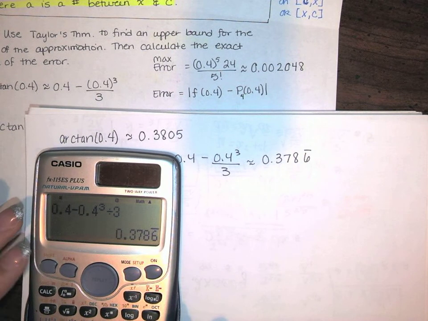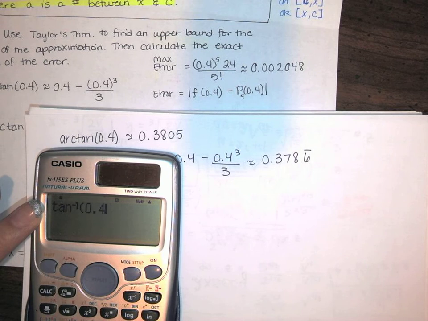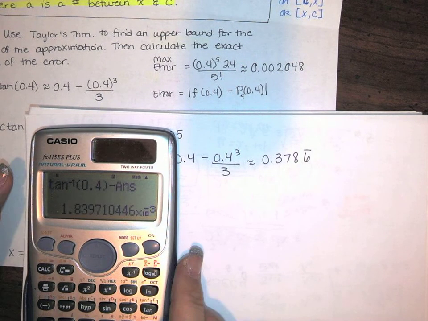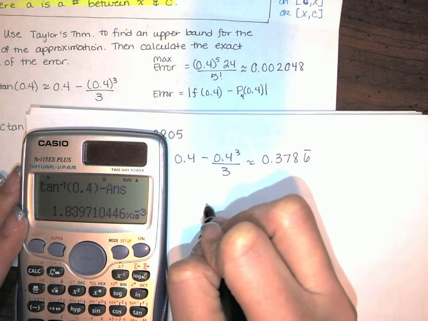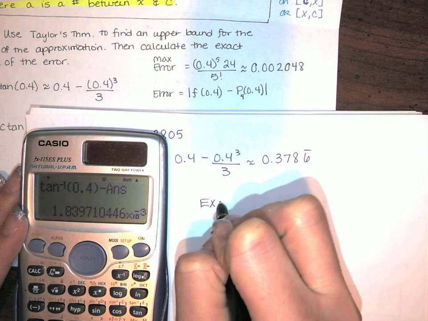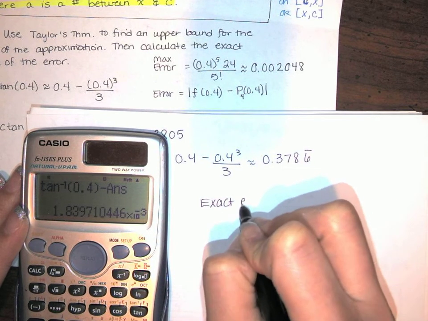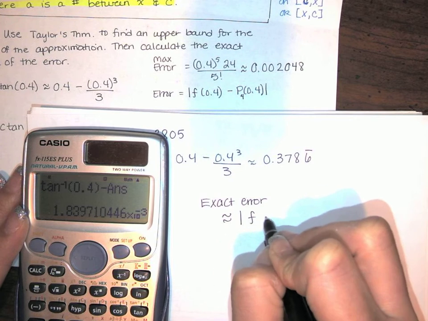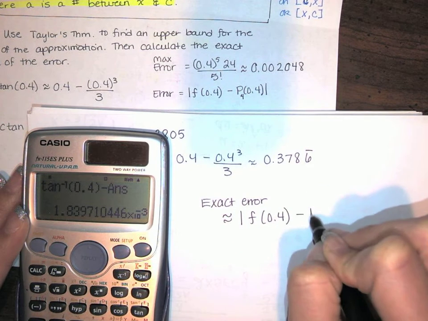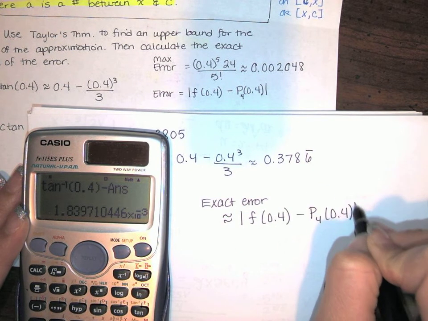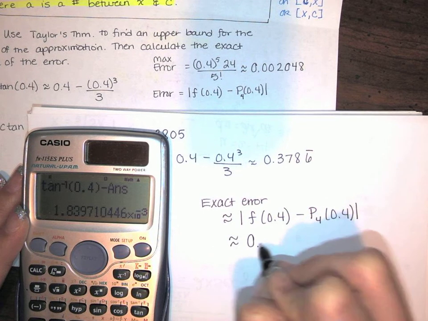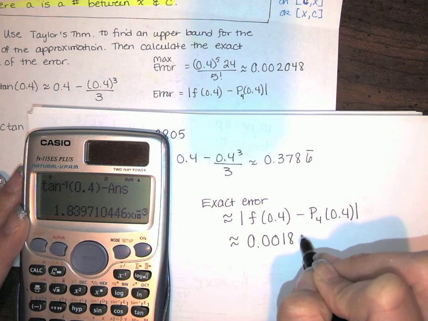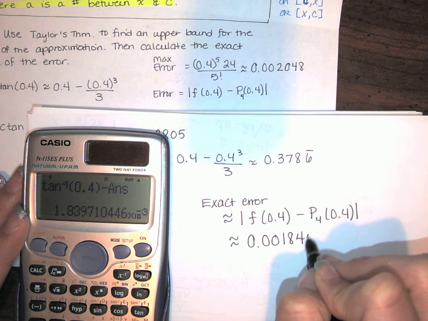So I'm going to do this minus that. Actually, I think I'm just going to do arctan of 0.4 minus the last answer. And let's see what it says. Okay, so it says exact error. We want the exact error, but all we can get is the approximation, as good as our calculator can give us. And it turns out that that's approximately 0.0018, let's say 40 if I round.